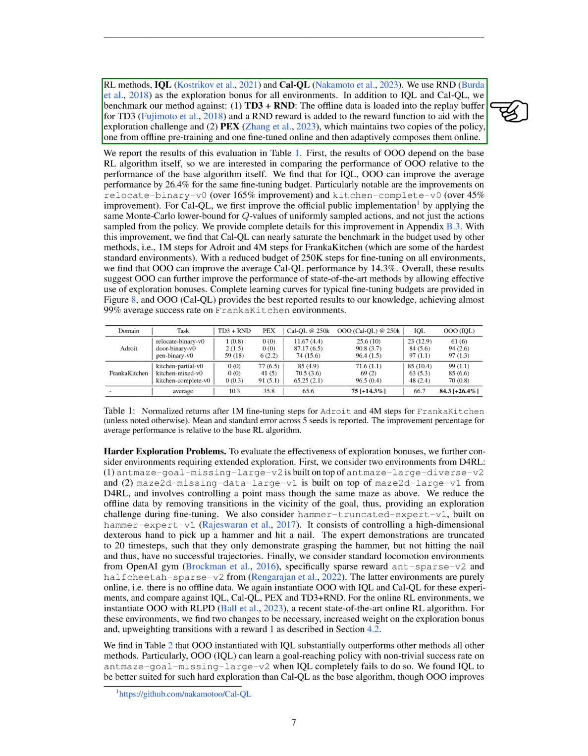We'll use 2 recent offline to online RL methods, IQL and CalQL, to implement our offline to online OOO process. We'll also use R&D as the exploration bonus for all environments. We'll compare our method with 2 others: TD3 plus R&D, where offline data is loaded into the replay buffer for TD3 and an R&D reward is added to the reward function to help with exploration, and PEX, which maintains 2 copies of the policy, one from offline pre-training and one fine-tuned online, and then adaptively combines them online.